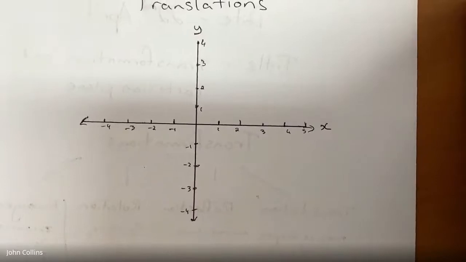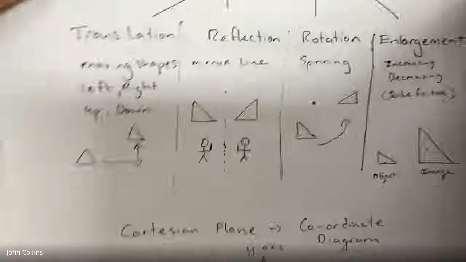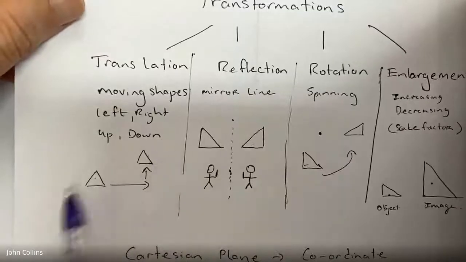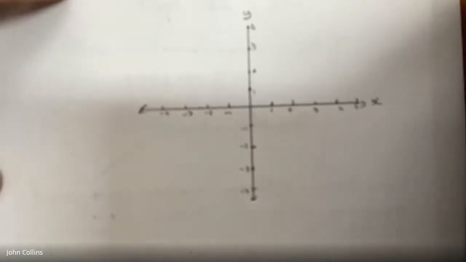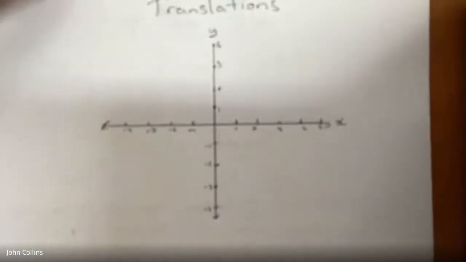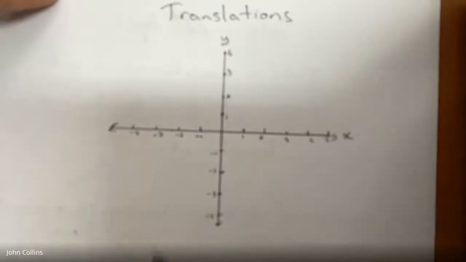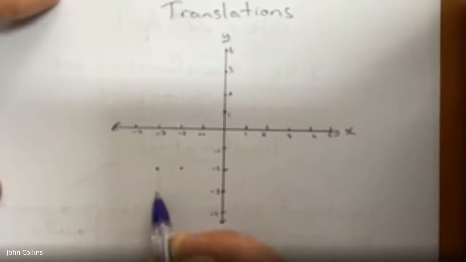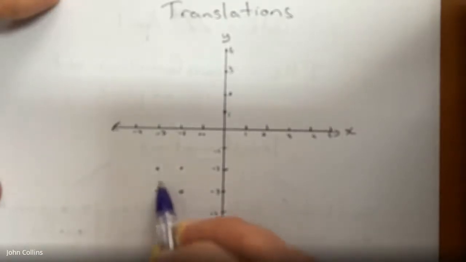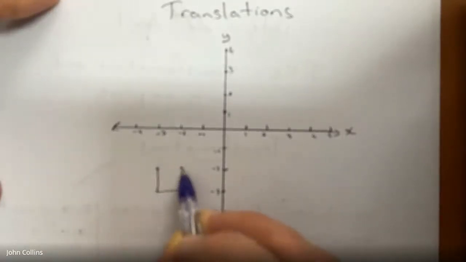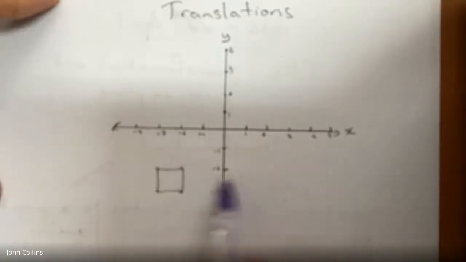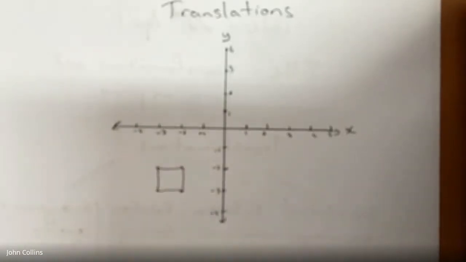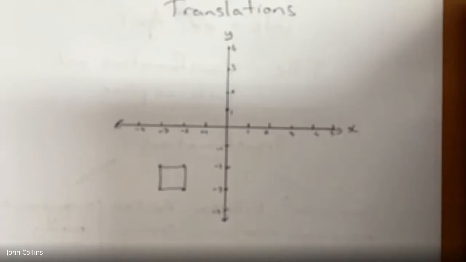All right, so now I'm going to put a shape on this, and I'm going to translate it. So remember translations from the previous page. Translations are all about moving up, down, left, right. Okay, so I'm going to put a shape in here. It's going to be a square. Hopefully you can see those coordinates. It's at (-3, -2). You can just put it in your previous diagram if you want.